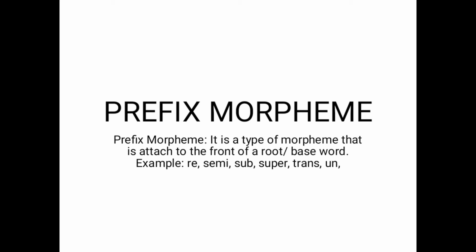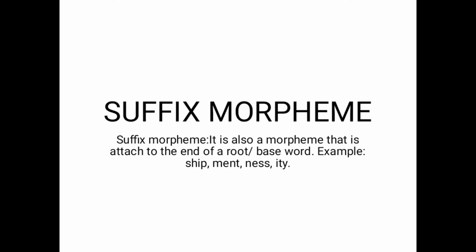Alright, so another example is trans. When you attach trans to a word like port, you get transport. Alright, and another one is un. When you attach this un to a word like friendly, you get unfriendly. Alright, so these are the examples of prefix morphemes. So let us move on to another type, which is suffix morpheme.